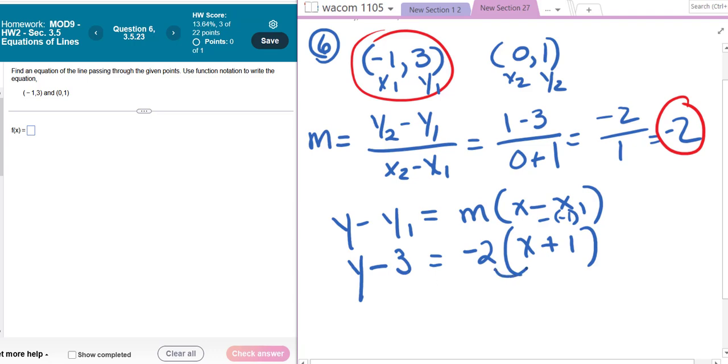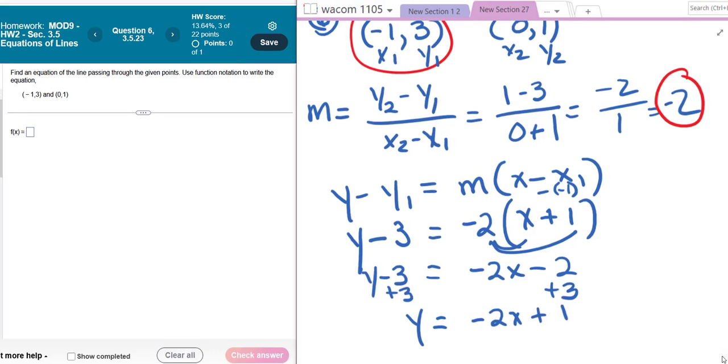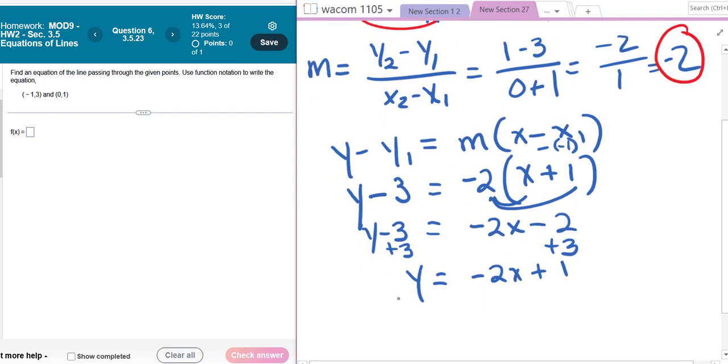So we can go ahead and distribute on this when we don't have any fractions. Negative 2x minus 2. And now we'll add this 3 to both sides. It does have some like terms over there this time. It says y equals negative 2x plus 1. And now we can change to function notation. We had to get this form y isolated first. And now we're just going to switch and put f of x instead of y. And that will get us into the proper form.